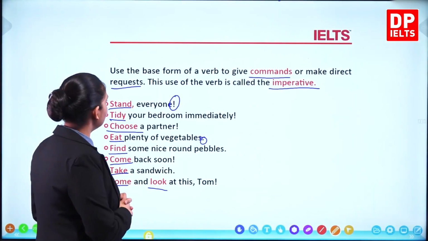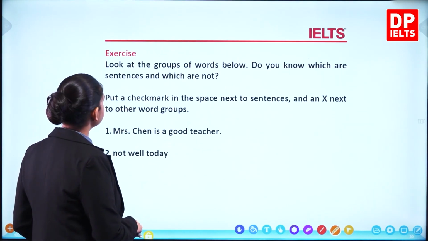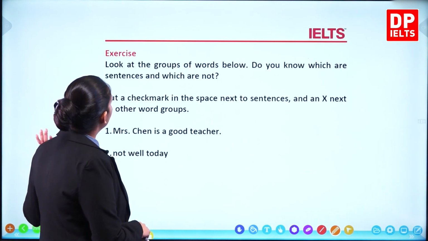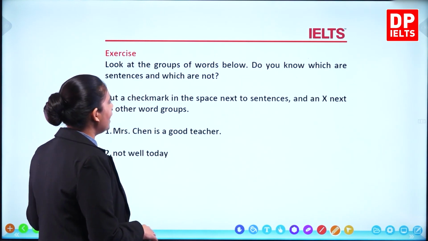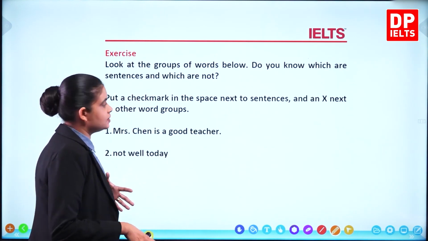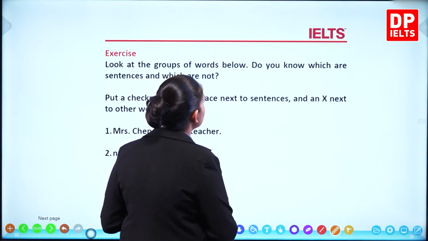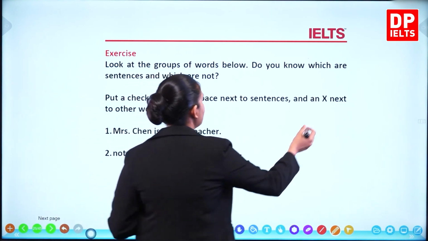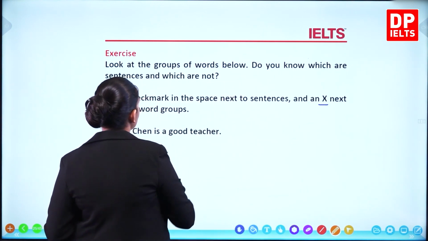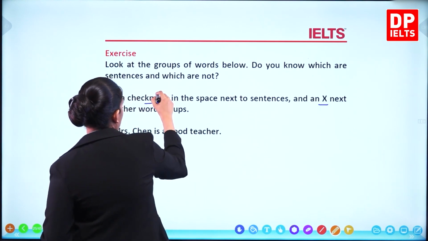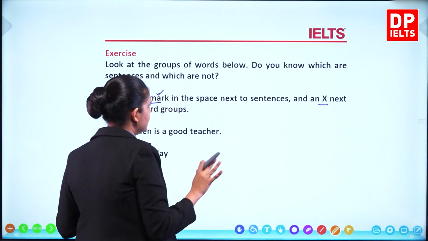Right, so let us just have a look at an easy practice question. We will have a look at if this sentence is actually a sentence, and if not, which ones are not sentences, right? Put a check mark in the space next to the sentences and an X next to the other word groups, okay? So you can put a check mark, okay, just to say check, right? Or you can put an X to say that's not a sentence.